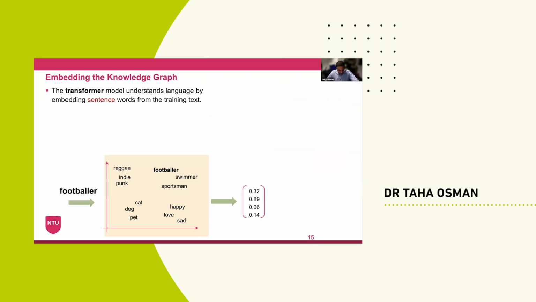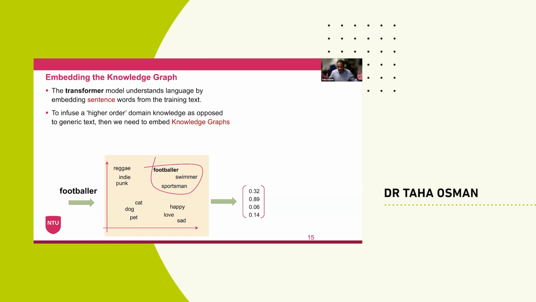Just to understand the context a little bit more, let me go through this very quickly. The transformer model, similar to BERT, understands the language by embedding sentences or sentence words from the training text. You can see, for example, here in front of you, the embedding of the footballer concept as it's performed by BERT. The embedding is in the form of a numerical vector, and you expect that words within this two-dimensional embedding space that are closer conceptually or contextually to each other have similar embeddings. Now, what we want to do is extend this further to infuse higher order domain knowledge as opposed to generic text.